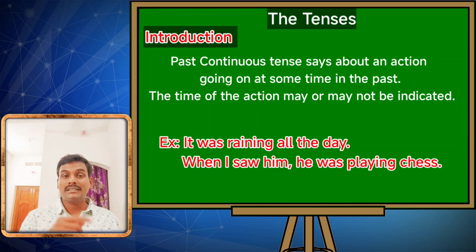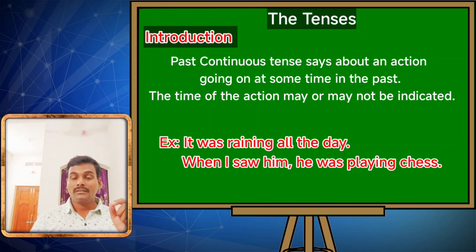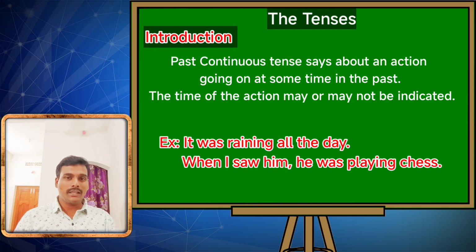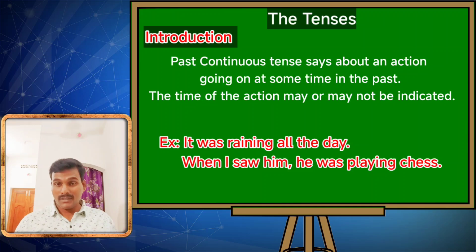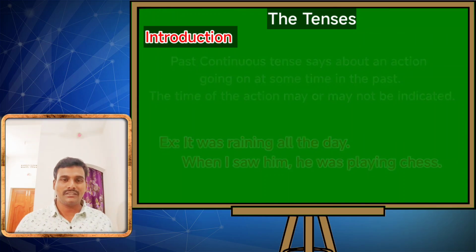And when I saw him, he was playing chess. So here it is an identified time. When he was playing chess, when I saw him. Okay. Meaning the identified time, when I saw him, is the identification of the time when the action was going on. These are past happening things.